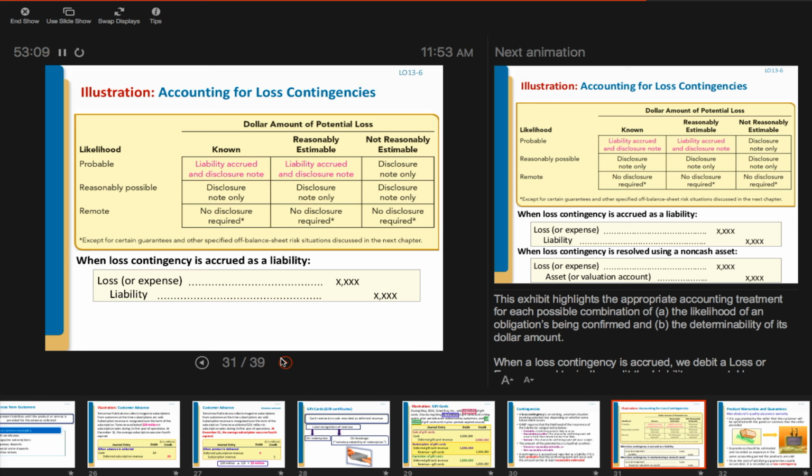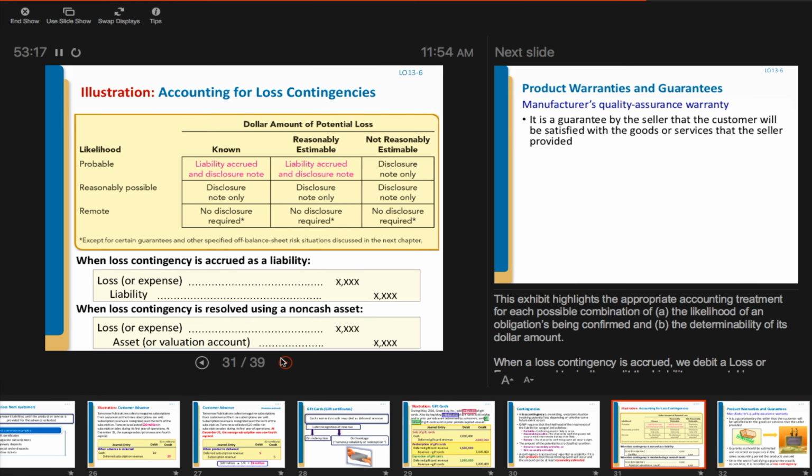Okay. When you do have to accrue as a liability, that's the format for the journal entry. And then when this loss contingency is resolved using a non-cash asset, you would just have whatever the name of that asset account was. If you were using cash to resolve that, obviously, instead of the asset, that would be the cash account.